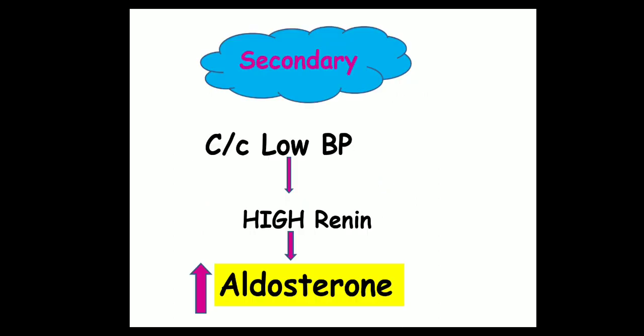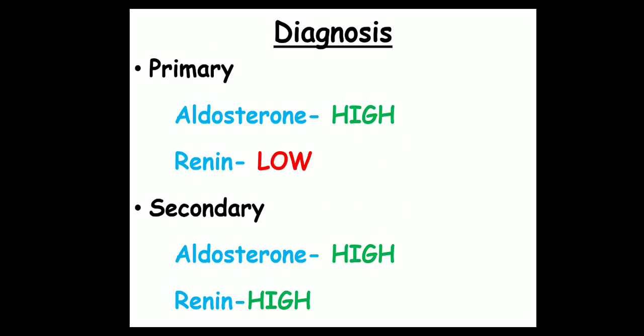Then there is secondary. Mainly the secondary reason is chronic low BP, and it's mainly associated with congestive heart failure or cirrhosis of the liver. This mainly causes chronic low BP and this stimulates a lot of renin production. And when there is too much renin, there will definitely be hyperaldosteronism. So that is the secondary cause.